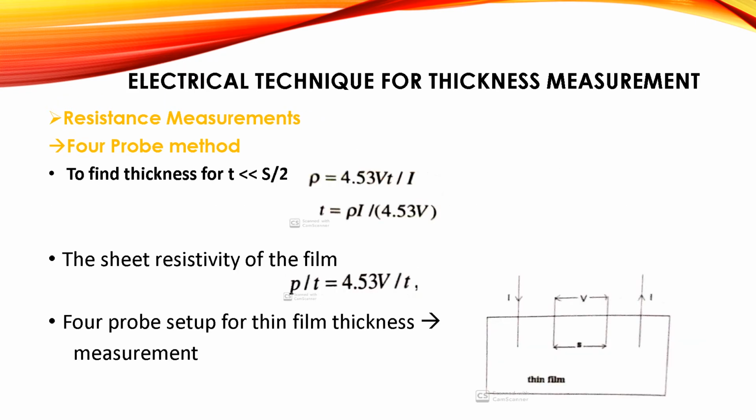To find the thickness, for t much less than s/2, we can rewrite ρ = 4.53 V t / I, or t = ρI / 4.53V. The sheet resistivity of the film, ρ/t, is 4.53 V/I. The four-probe setup for thin film thickness measurement is shown in the figure. V is the potential difference and S is the spacing between the probes.